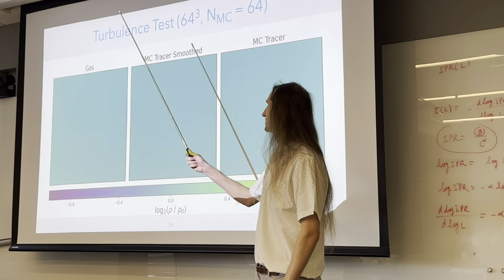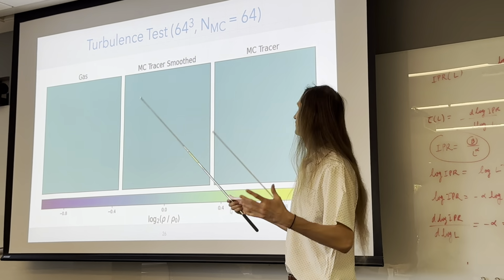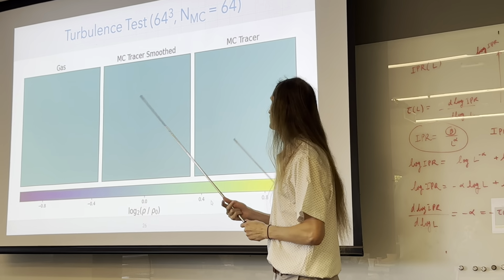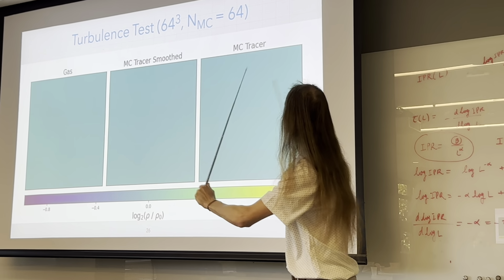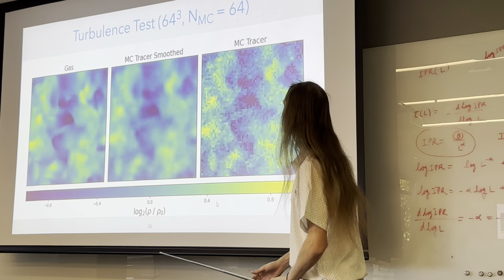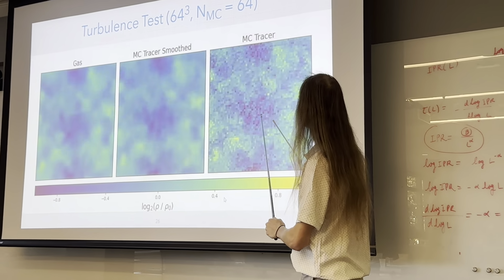So this is a turbulence test. This will be a movie. We just have a uniform box of gas where a driving force mixes it up to form turbulence. On the left is the gas density, and on the right is the Monte Carlo tracer density. If the particles work, these should look very similar. So here's the gas density, and the Monte Carlo tracer density. It looks very similar on large scales.